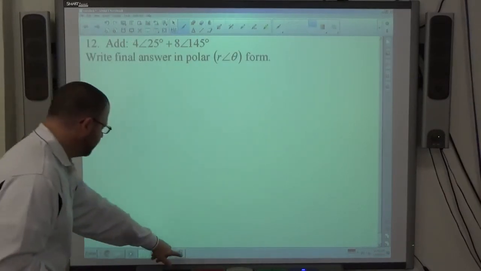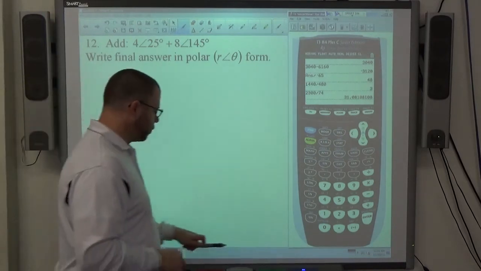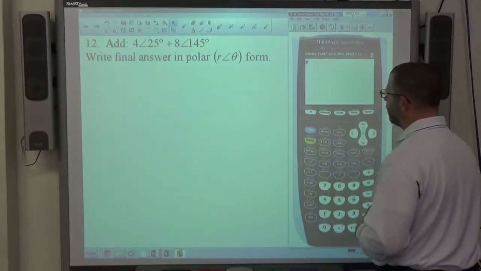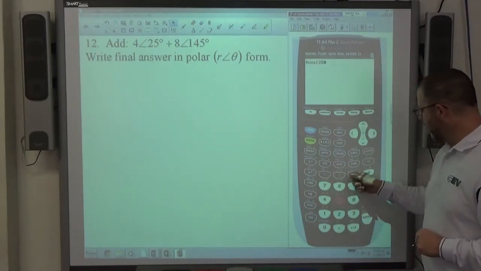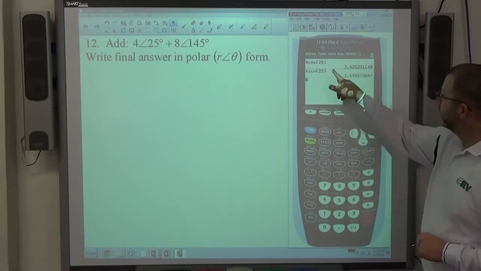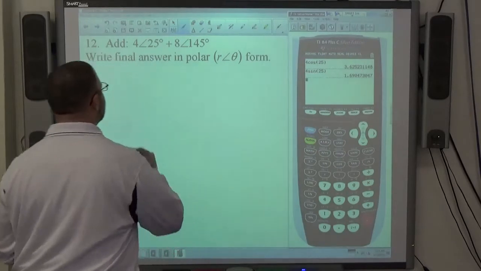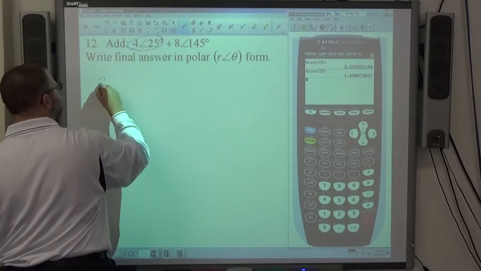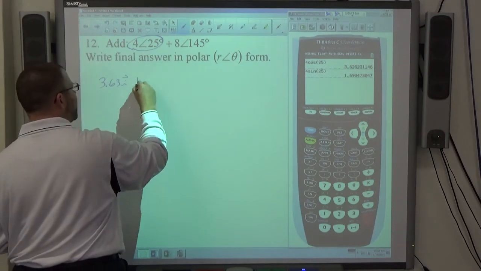Number 12, add 4 at an angle of 25 and 8 at an angle of 145. Write the final answer in polar form. So, 4 cosine 25, 4 sine 25. I and J. So, I get 3.63I for this one, plus 1.69J.